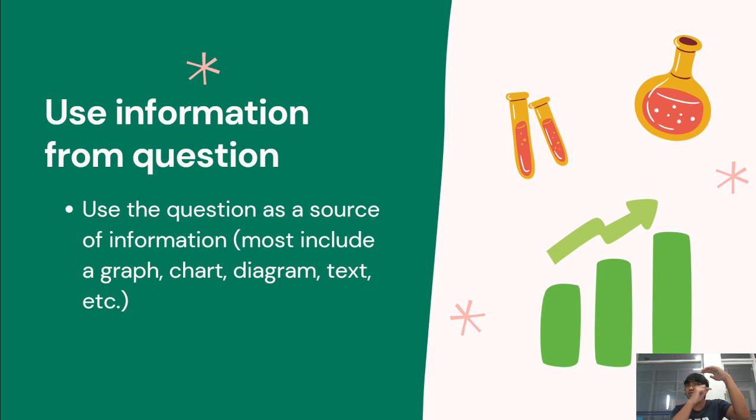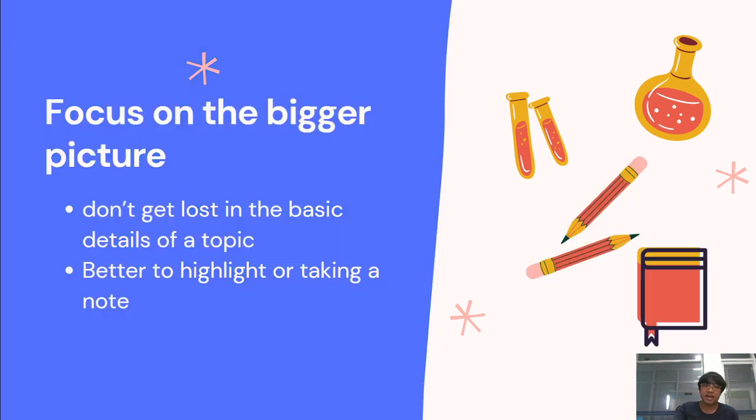The following things are in the bullets. This is the following thing, and then we're going to investigate it. So then you're going to get the information from the question. This is how we use the information from the question effectively, okay? And then it will lead you to focus on the bigger picture. Don't lose the basic details for the topic.